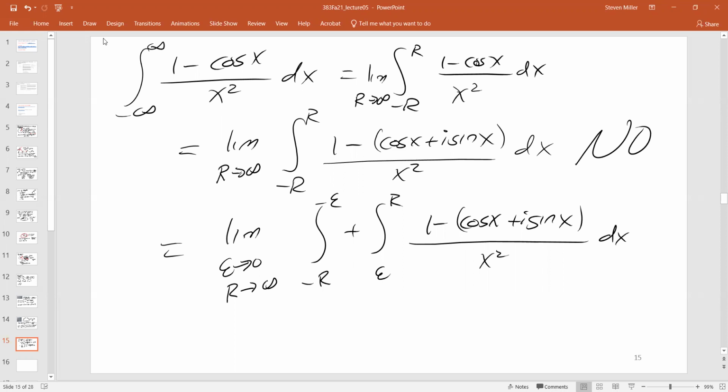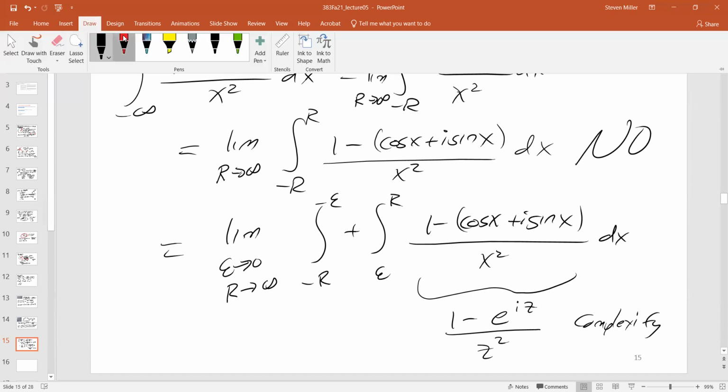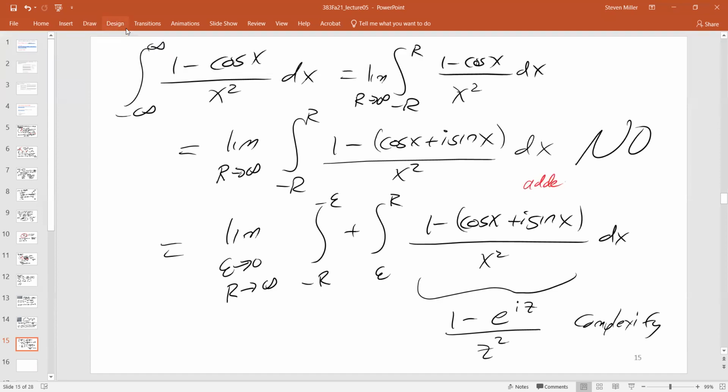And now I can add the sine. And the advantage of this is now I can write this as 1 minus e to the i z over z squared when I complexify. And now notice when I do it this way, I only have one exponential. Right? We did one of the most important things in mathematics. It's the last thing before we end today. What did we just do? We added 0.